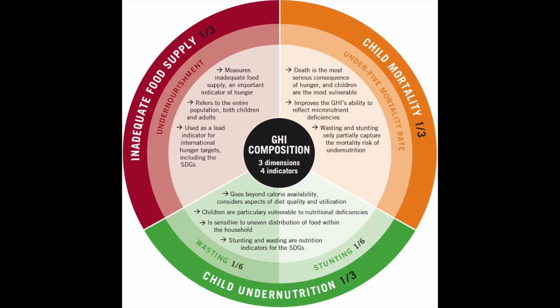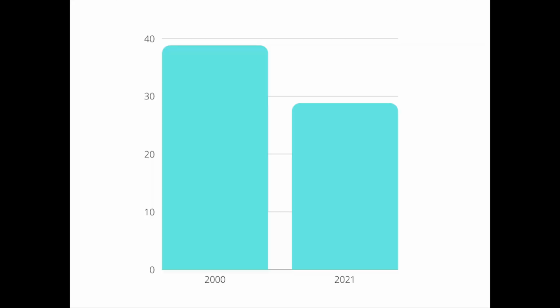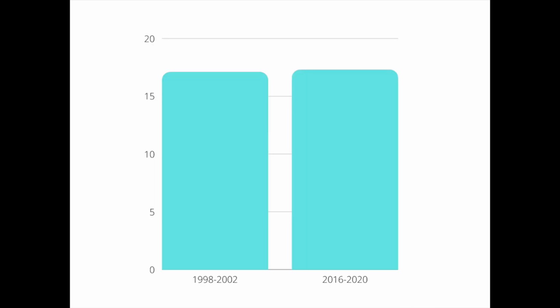So India is worst performing in the child wasting category, which essentially means the weight for height category among children who are 5 years or less. And India's score for Global Hunger Index in the recent 2 decades has declined by 10 points. It slipped from 38.8 in 2000 to 28.8 in 2021. The report is also telling us that child wasting in India increased from 17.1% between 1998 and 2002 to 17.3% between 2016 and 2020.